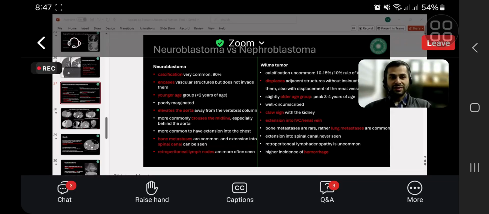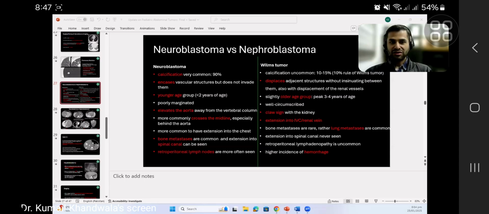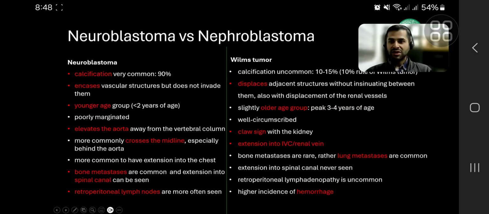These are the differentiating features. Calcification, as I mentioned, is more common in neuroblastoma, less common in Wilms tumor. Encasement of the vascular structures and elevation of the aorta from the retroperitoneum are more common with neuroblastoma, whereas displacement of the vessels is more common in Wilms tumor with vascular thrombosis. A younger age group favors neuroblastoma, but a slightly older age group favors Wilms tumor. Poorly marginated lesions favor neuroblastoma, but Wilms tumors are well circumscribed. Elevation of the aorta, we already talked about.